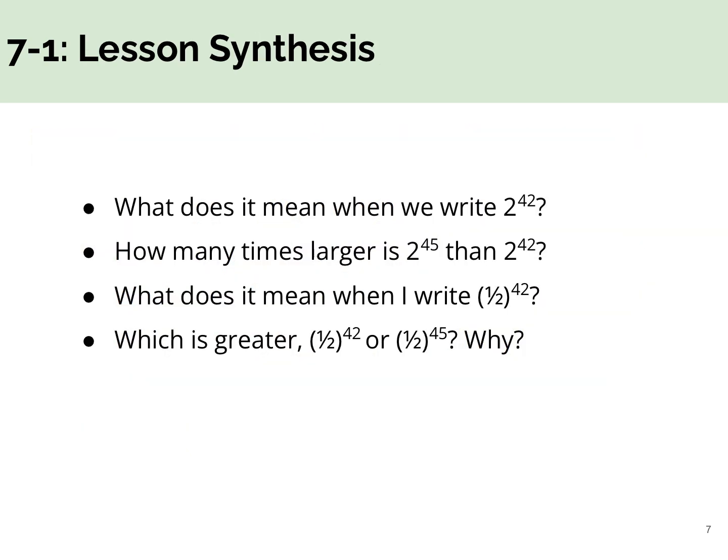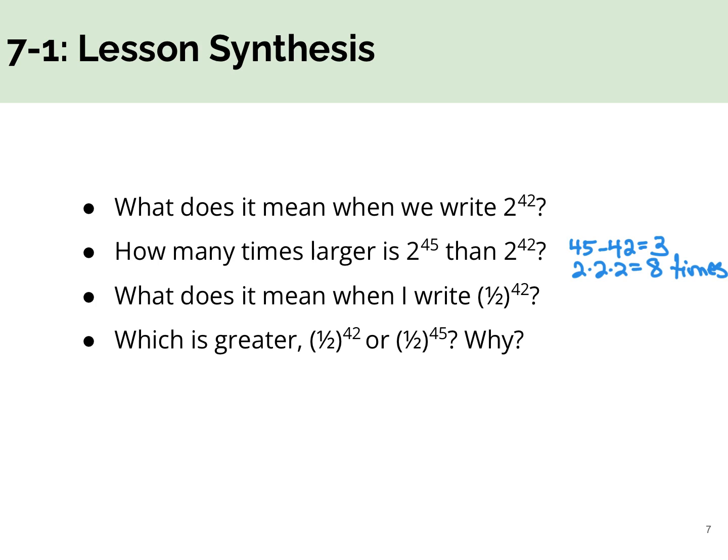All right, so again, today we're talking about exponents, right? So what does it mean when you write 2 to the 42nd power? Well, that means that we're taking 2 and we're multiplying it by itself 42 times. So 2 times 2 times 2, 42 times, okay? How many times larger is 2 to the 45th than 2 to the 42nd? If we do 45 minus 42, that is 3. So that means we're saying 2 times 2 times 2, 3 times, which is 8 times more. And we'll be dealing with that a little bit further.